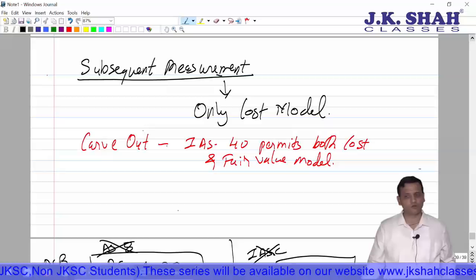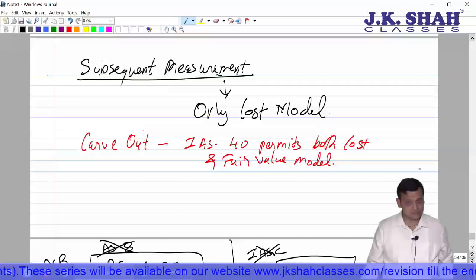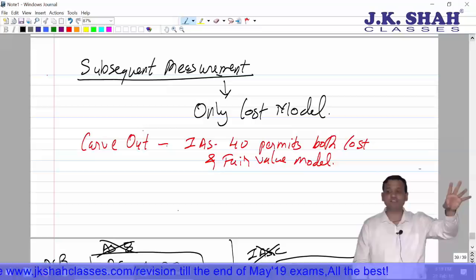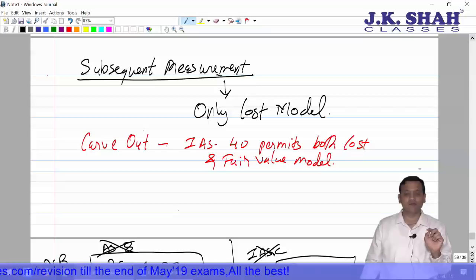Land, which is given on lease. Land for which we do not know the future use. Or land, which is held for the purpose of capital appreciation. Building, which is given on lease. A vacant building, which is held for the purpose of giving it on lease. They are all my investment properties.